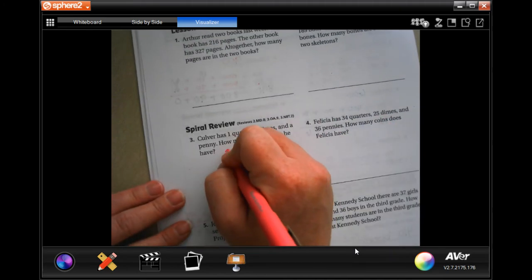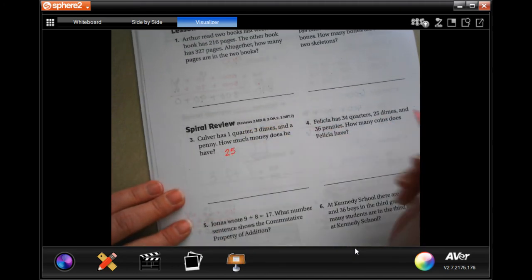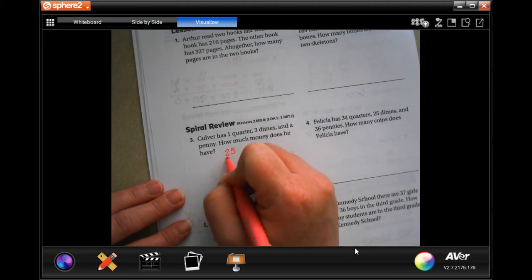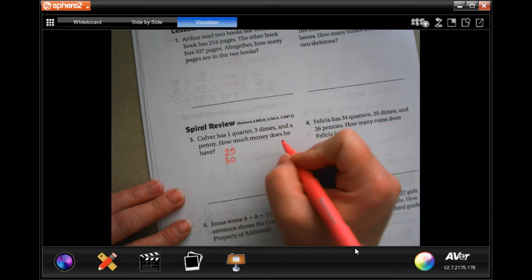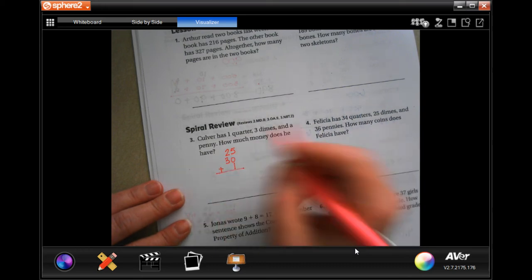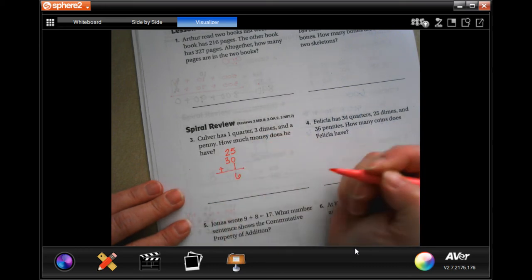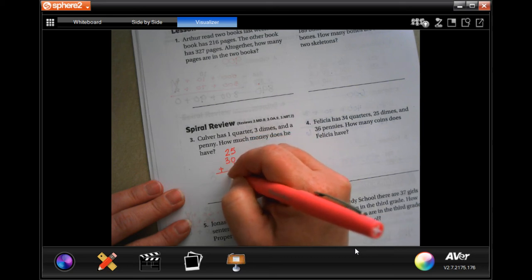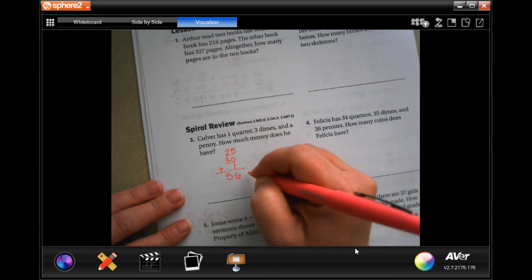Well, a quarter is 25. 1 dime is 10, and I have 3 of those, so that's 30. And a penny, that's going to be 1. Let's add them up. Okay, 5 plus 1 is 6. 2 plus 3, 5. 56 cents.